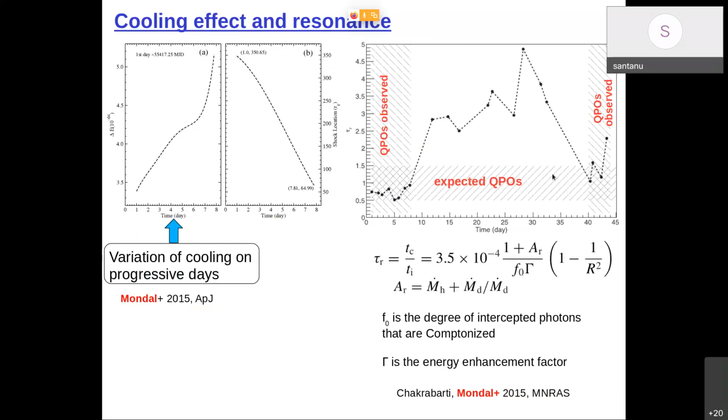But in some regions we can estimate QPOs, but they were not observed. So this clearly shows that the expected QPOs are matching with the observed QPOs.